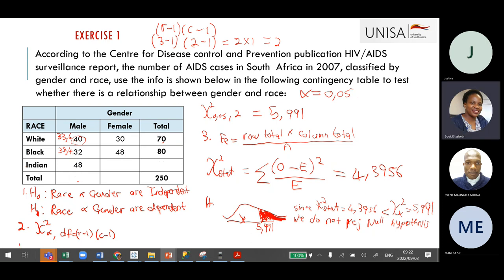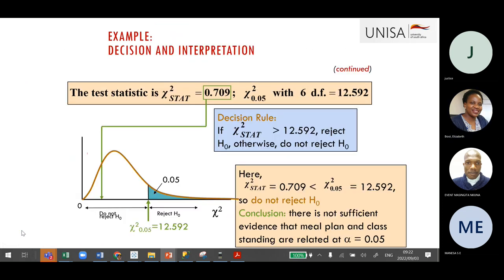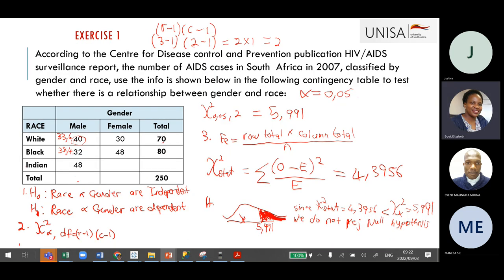did we complete the previous one? There is not sufficient evidence to prove that race and gender are different from one another. Okay. So that is how you will conclude and do your test statistics.